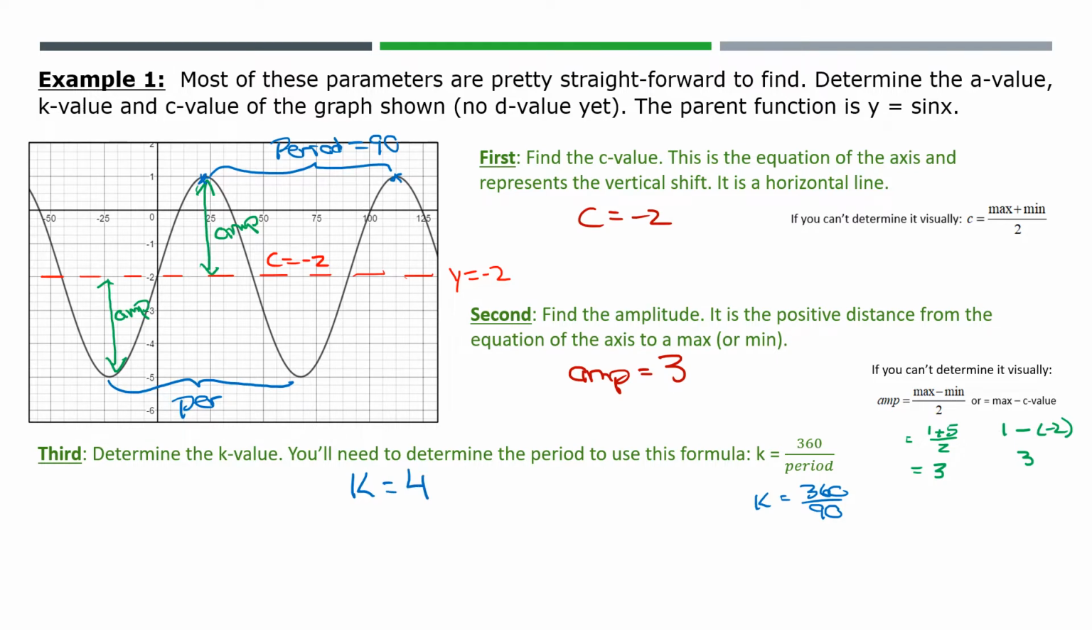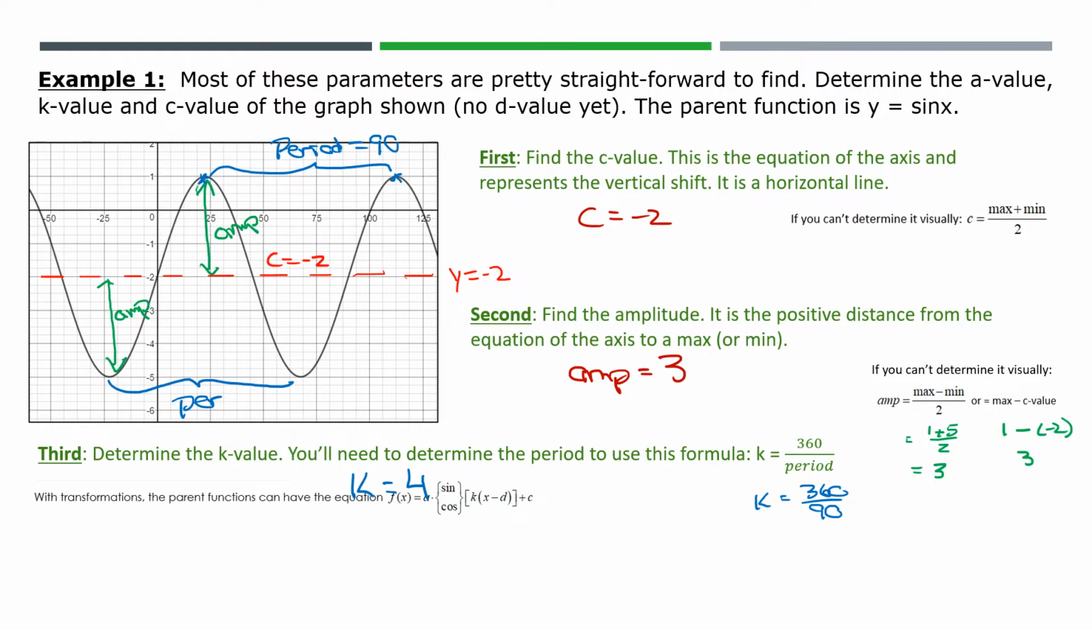Looking back up at the question, it said determine the a value, k value, c value. We don't really have the a value, we have the amplitude, but the amplitude is also the a value, except the a value can be negative. We'll talk about that in a minute. So amplitude and a value are almost exactly the same thing. So what's next?